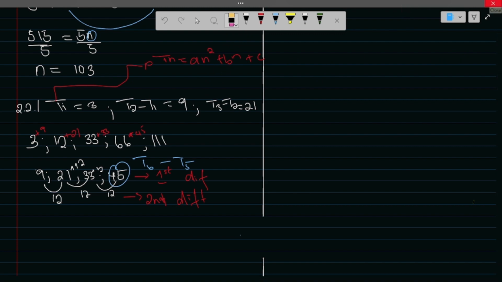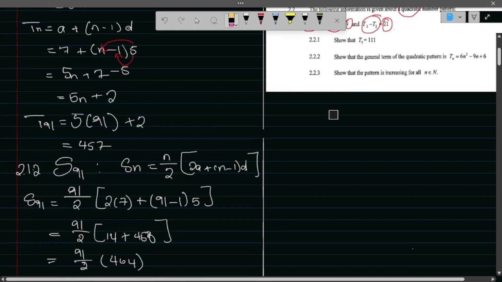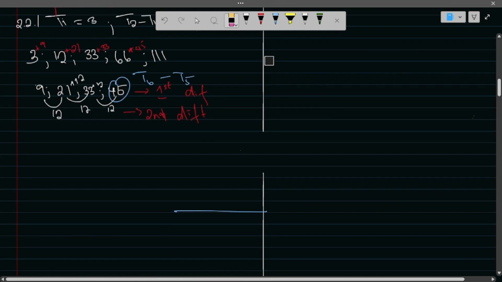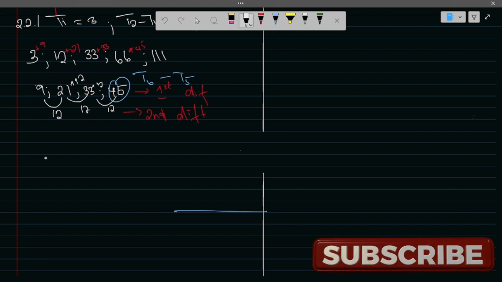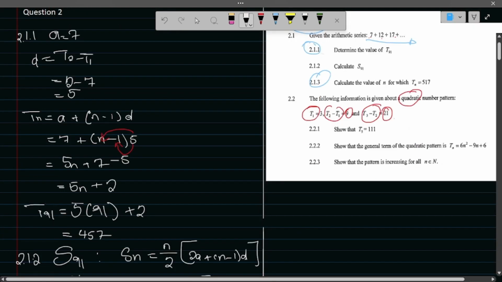So now we're going to do our second question, 2.2.2. So what does 2.2.2 require of us? It says show that the general term of the quadratic pattern is Tn equals 6n squared minus 9n plus 6.